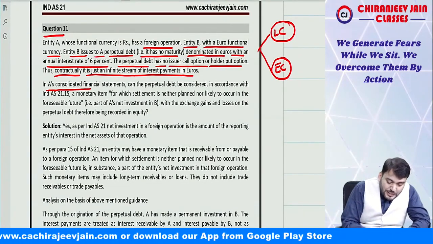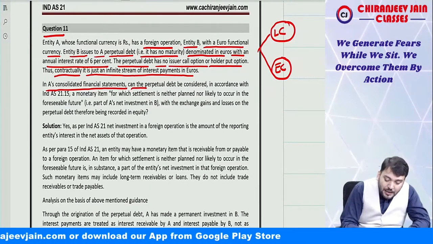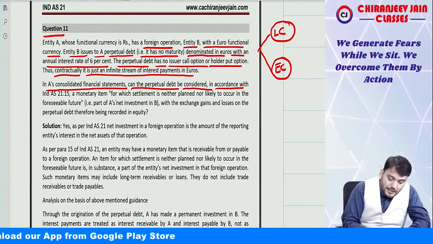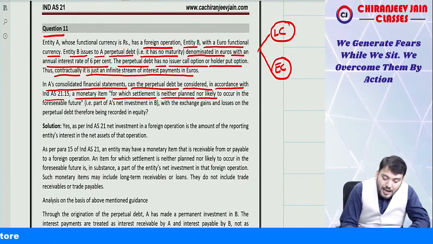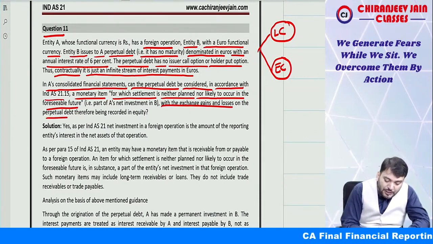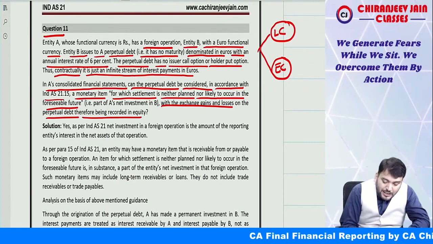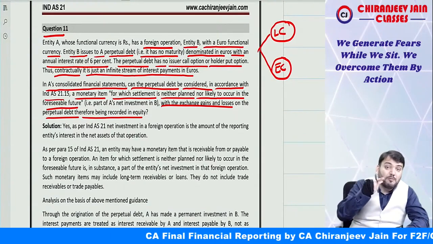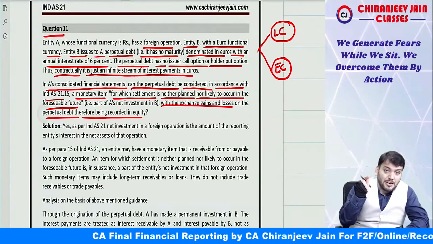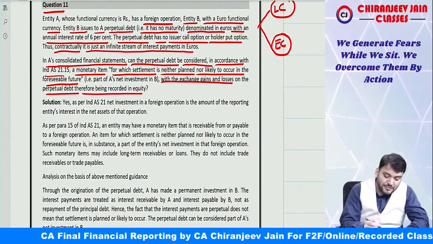In A's consolidated financial statement, can the perpetual debt be considered, in accordance with Ind AS 21, a monetary item for which settlement is neither planned nor likely to occur in the foreseeable future, with the exchange gain or loss on the perpetual debt therefore being recorded in equity? Therefore being recorded in equity in CFS, because it will be transferred from PL to OCI. OCI means equity component. Yes, sir. Then what is the answer given?